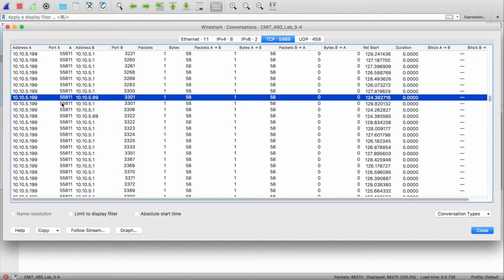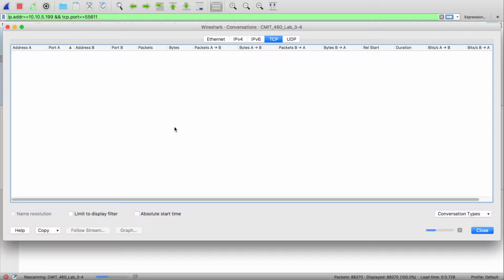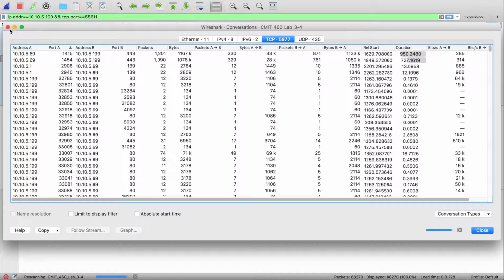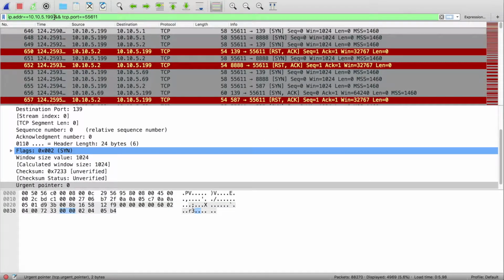So let's look at this traffic from address A with this originating port. Once you find some traffic you're interested in, you right-click on it. You can apply this data as a filter, and we're saying, okay, it's the selected conversation. I'm interested in traffic from A to any. And let's see what it gives us here. Okay, so it's going to show me anything where the IP address is .199 and one of the two TCP ports involved is 55611.